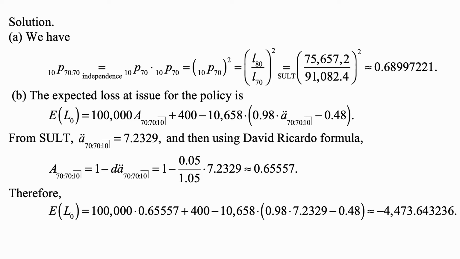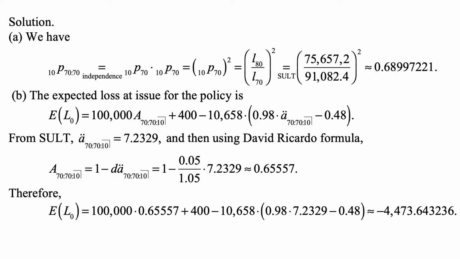B. The expected loss at issue for the policy is 100,000 A 70:70 angle 10 plus 400 minus 10,658 times 0.98 times A double dot 70:70 angle 10 minus 0.48. That's coming from that 2% and half of the premium in the first year. So that is the adjustment for the expenses.